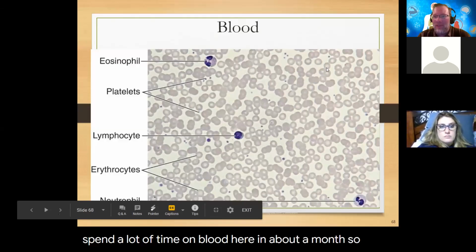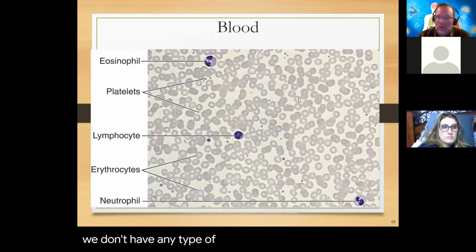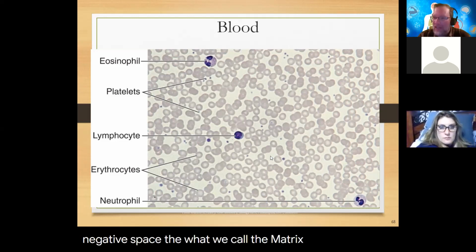Again, we don't have any type of nucleus within the red blood cells. The bulk is red blood cells, as you can see, as well as the negative space, what we call the matrix. This would be plasma. You can't really see the plasma.